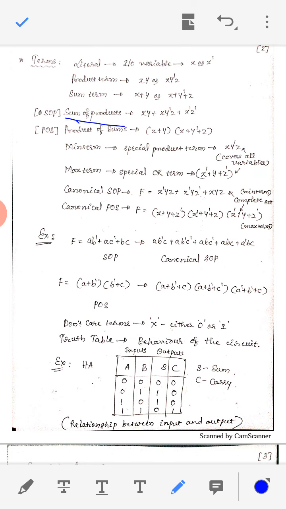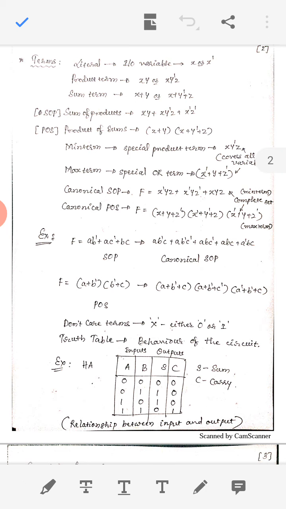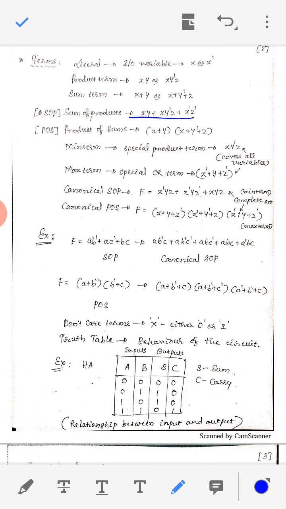Then sum of products, means there is a sum of the products. There are three products that we are writing here. Okay, the sum of products means the equation can be represented in the form of sum of products. So the short form we call SOP. Similarly product of sums, so in between the terms there is a product, that we call POS, product of sums. Similarly we have some more terms.